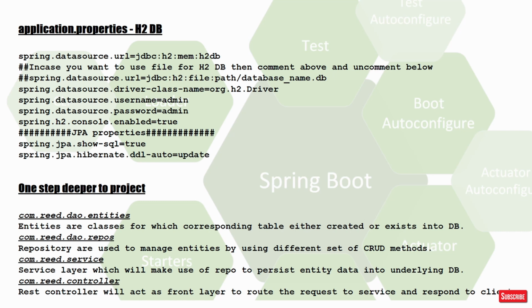Now let's go one step deeper into the project. I have defined my package structure in a way where there is a definite definition for each of the packages. The classes these packages hold have a proper definition. In com.read.dar.entities, entities are classes for which a corresponding table is either created or exists in the database. So under this entities package we are going to create all our entity beans. Then com.read.dow.repos, the repository package. Under this package we will have all our repositories, which are used to manage entities by using different sets of CRUD methods.